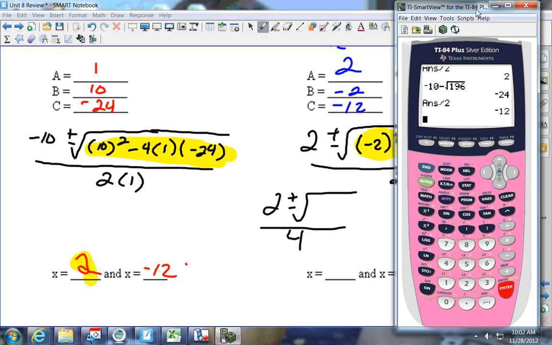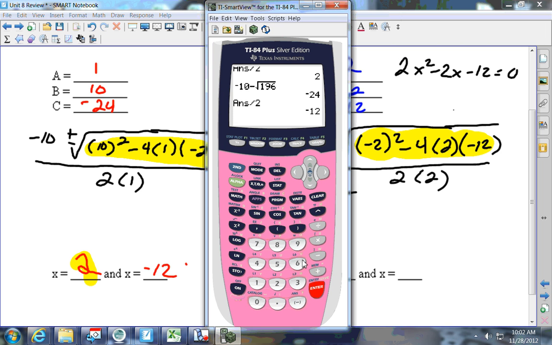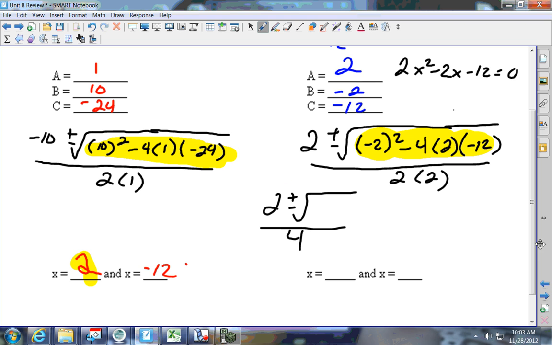So pull up the calculator. I've got negative 2 squared minus 4 times 2 times negative 12. And I press enter. It's 100. So now when I go in here, I've got 100 right here. Let's see. I've got to split it up into my two roots: 2 plus the square root of 100 divided by 4, and 2 minus the square root of 100 over 4.